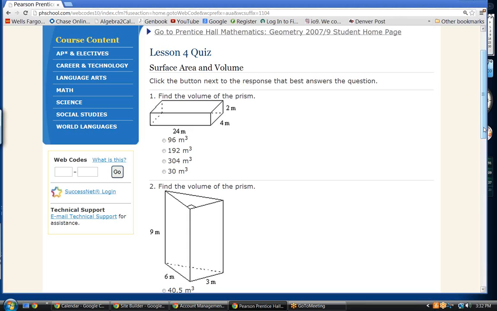All right. So go 24. The base is 24 times 4 to get the area of the base. Right. Let me get my calculator out and do that. 24 times 4, and that's 96. So then you do 96 times the height. It's always times when you're doing volumes. And that gives you 192. 192, right.